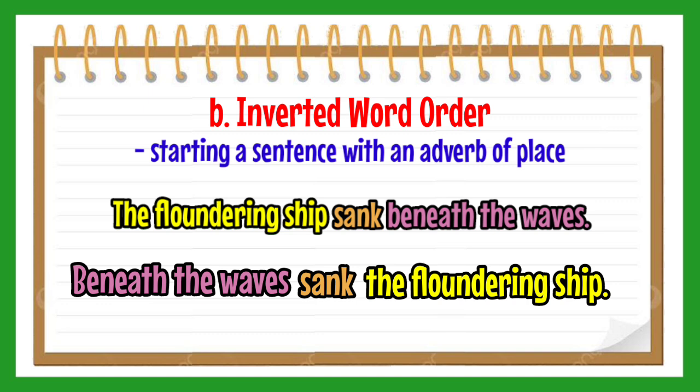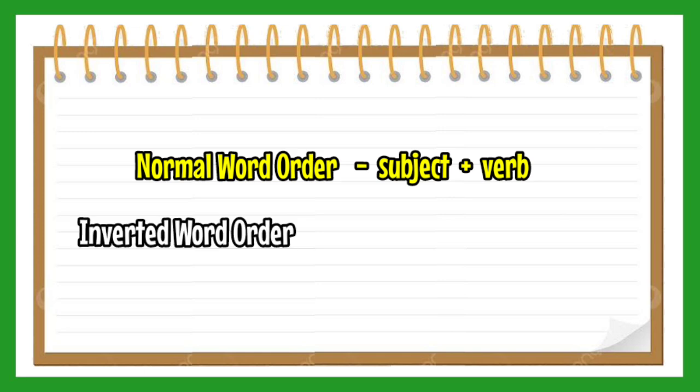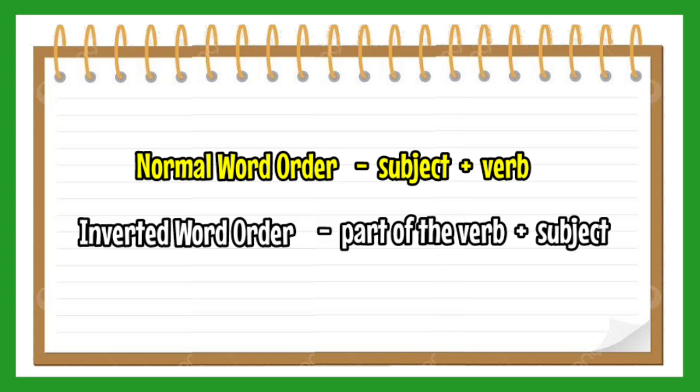Is it understood? To sum it up, in a sentence in the normal word order, the subject comes before the verb, while in a sentence in the inverted word order, the verb or the part of the verb comes before the subject. Clear?